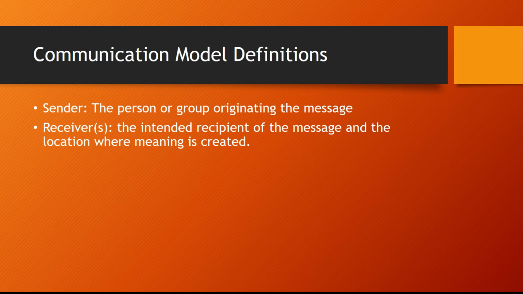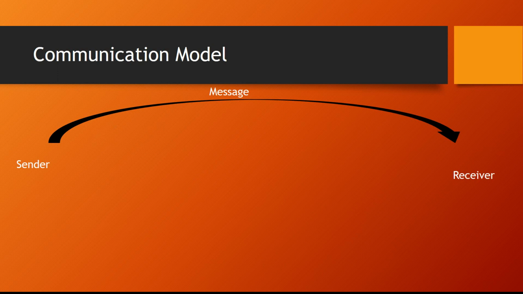So we have a sender, we have a receiver. We now need to add a message. So draw an arrow from sender to receiver, and it's really important you curve it up because we are going to put something right in the middle there. And we have the message.